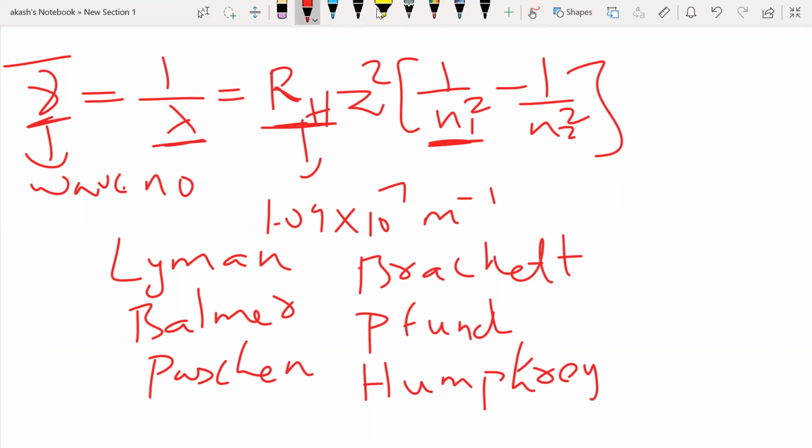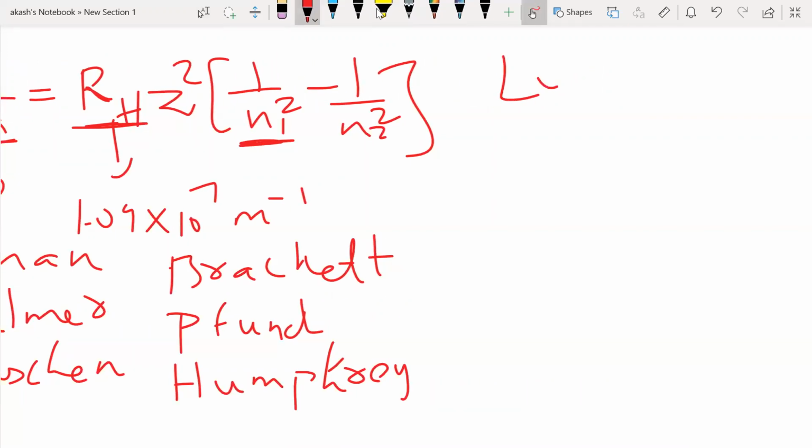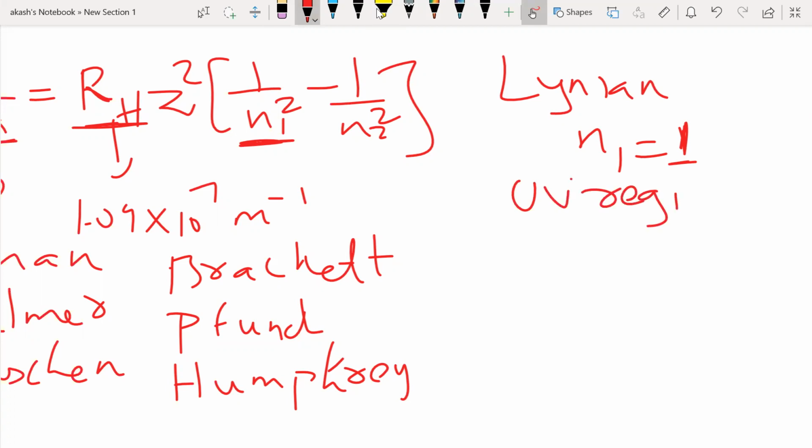Now, please understand for Lyman, the n1 value where the electron should come should be the first orbit. So n1 is equal to 1. Obviously, I am going to have different wavelengths produced. For Lyman, the spectrometer is going to show somewhere in the UV region, the ultraviolet region.